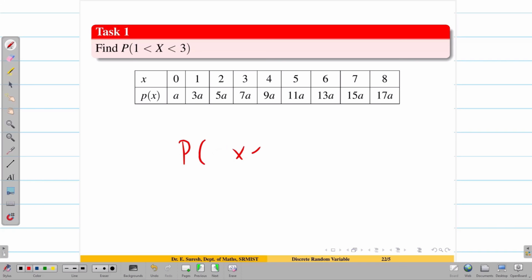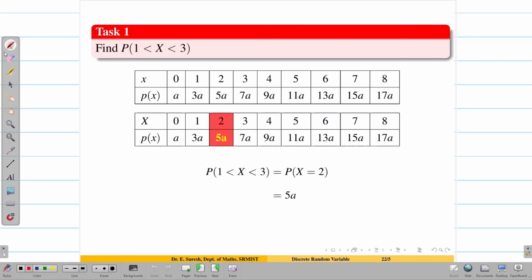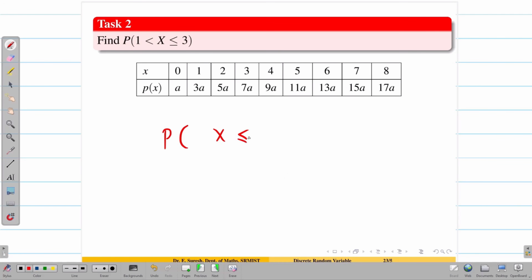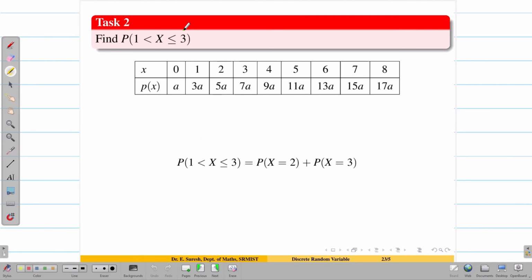Probability of x lying between 1 to 3. Then you should not include 1 and 3. Then the only option is probability of x equal to 2. That is 5a. Next, probability of x lies between 1 to 3 but including 3. So in this case, we have to take 2 and 3. So this is very easy, students. You can easily get it.